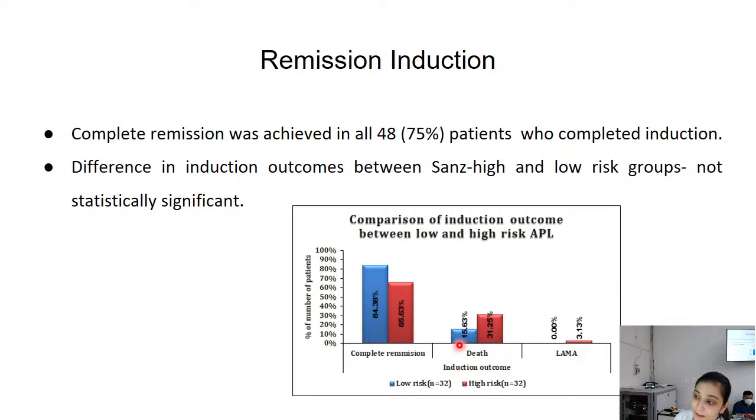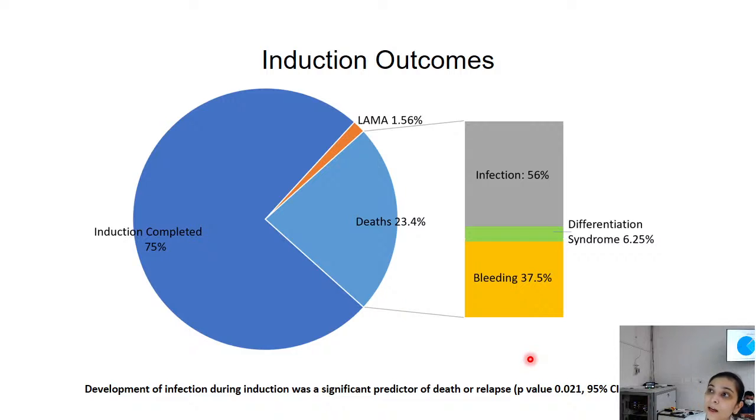There were 15% deaths in the low risk group and 31% deaths in the high risk group. This difference was not statistically significant. One patient in the high risk group went LAMA and this data was censored at the date of discharge. Coming to the induction outcomes again, as we saw, patients who completed induction, that was 75%, all of them went into remission.